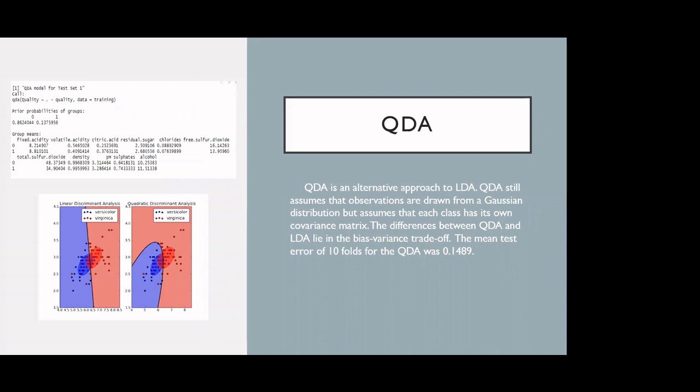For my model, I showed the model for one of the sets of data. And you can see, very similar to the LDA, 86% of the data was classified as bad, which is good because it matches the LDA. The mean test error of the 10 folds for the QDA was 0.1489.